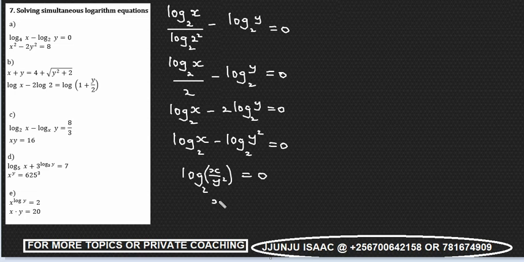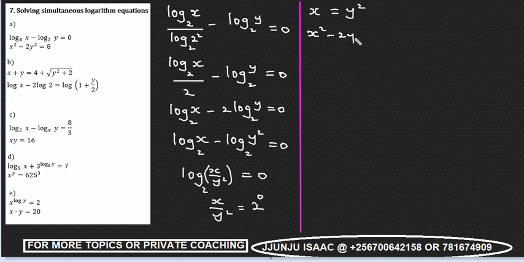So this is a 2, so we shall have x over y squared equal to, we take this 2, which becomes the base on the other side, and what we find there should be the power. So we are having x over y squared equal to 1, or x is equal to y squared. Now we come back to our second equation, which is x squared minus 2y squared equal to 8. Since x is y squared, we can put x here. So we shall have x squared minus 2x equal to 8.